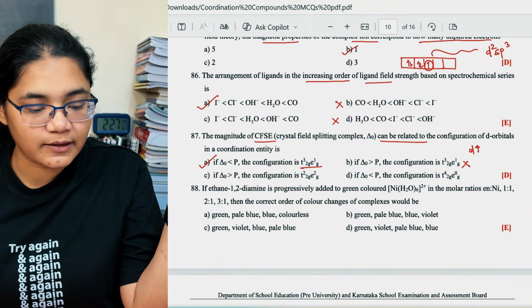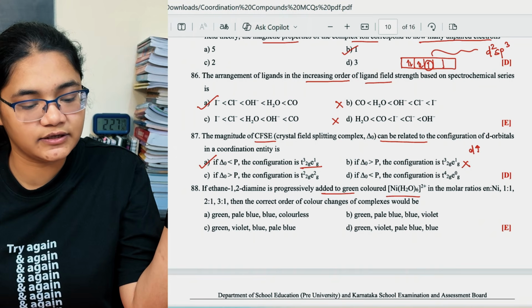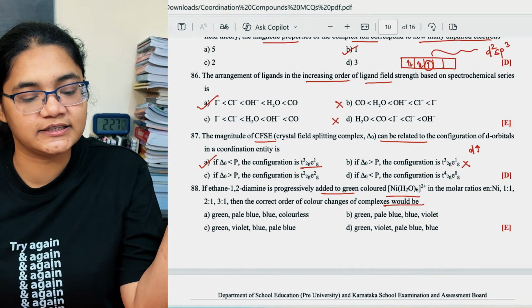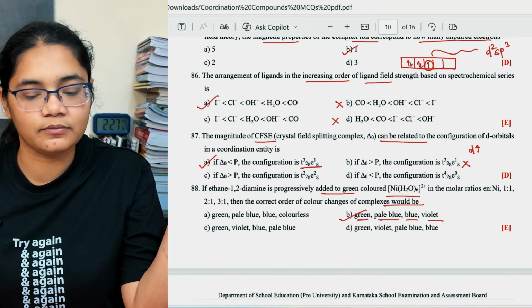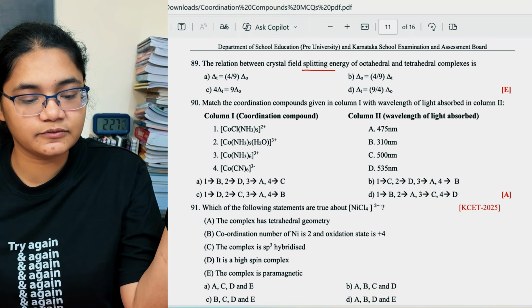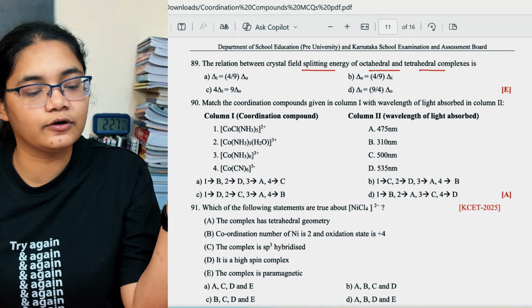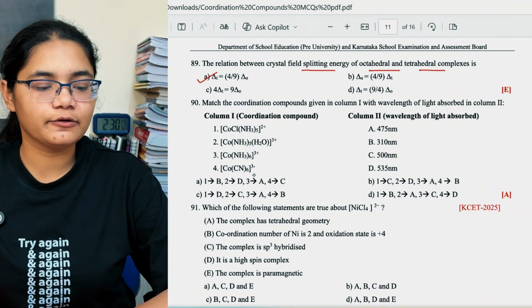If ethane-1,2-diamine is progressively added to green colored nickel complex in the molar ratio 1:1, 2:1 and 3:1, the correct order of the color changes is: first green is there, then pale blue and then violet. So option number B here. Next, the relation between the crystal field splitting energy of octahedral and tetrahedral complexes is delta T equal to 4/9 delta O.